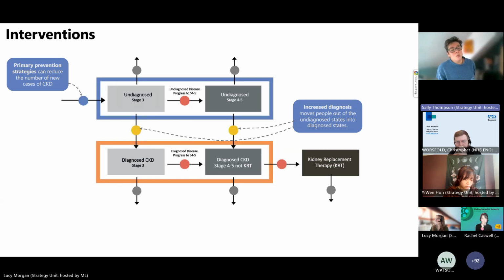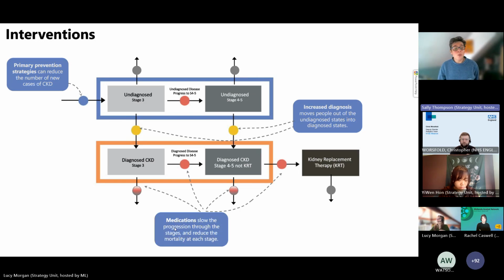The next intervention was increased diagnosis. So we currently do not diagnose at the rates that NICE guidelines suggest we should be. So if we could increase that, how would that change the prevalence of people with the disease?